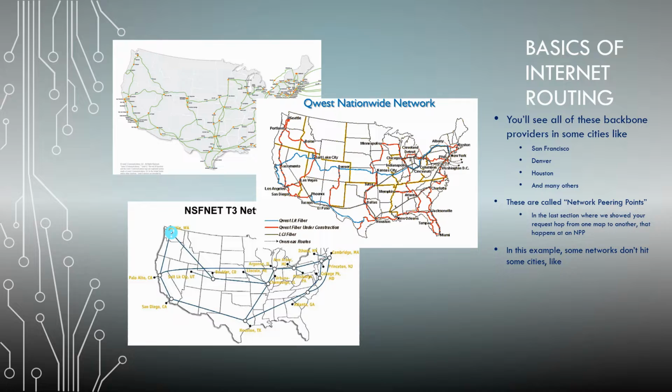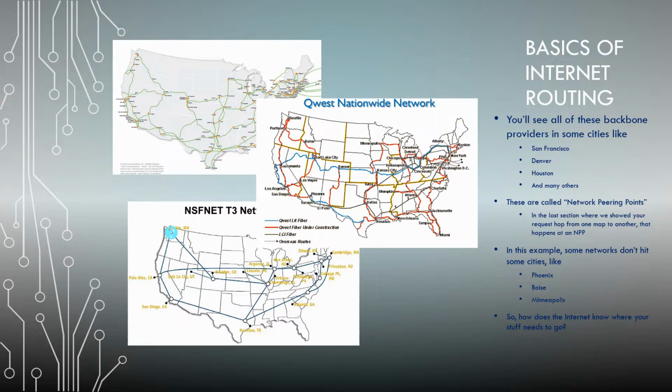In this example, some of these networks don't hit the same cities. So Phoenix isn't represented by all three, Boise isn't represented by all three, and Minneapolis. So if your packet needs to go to a city that isn't represented by all three, obviously one of these backbone providers is going to have to be willing to hand that request off to another backbone provider that does go to those cities. We'll kind of talk about that in the next diagram.